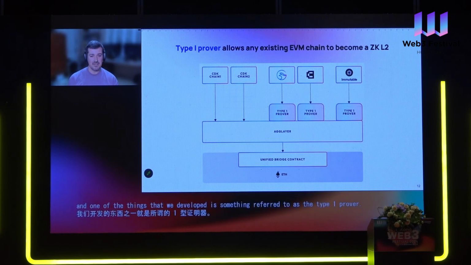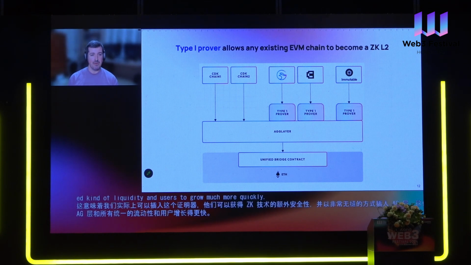This is a prover that is completely EVM equivalent and can plug into any chain that is EVM compatible very easily. What this means is that we can plug this prover in, and they can get the added security of ZK technology and plug into the AG layer in a very seamless way, which allows the AG layer and all of that unified liquidity and users to grow much more quickly. Ultimately, that's the vision for Polygon: one that allows for chains to grow through Polygon CDK and to be brought together through the AG layer.